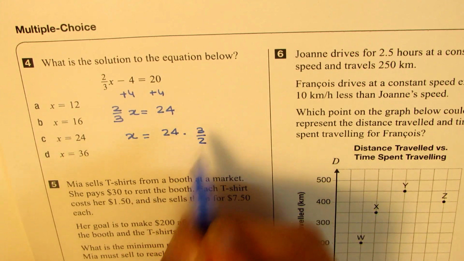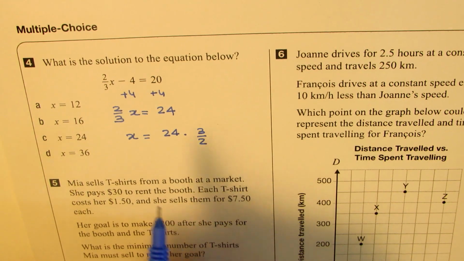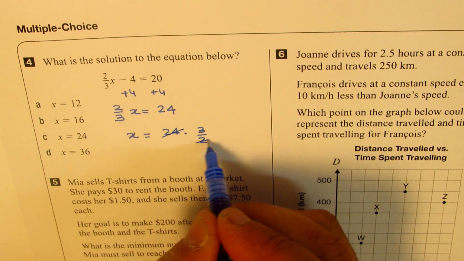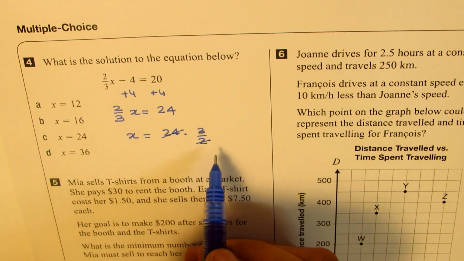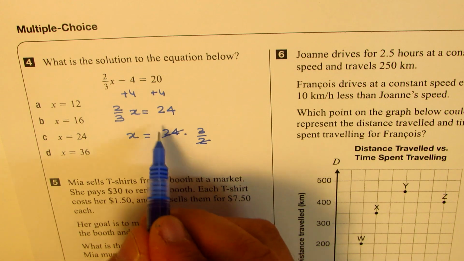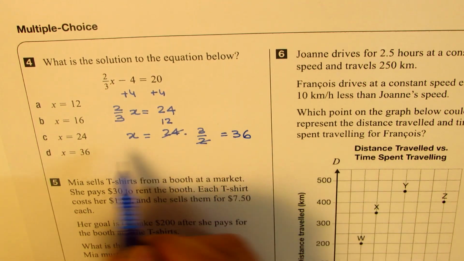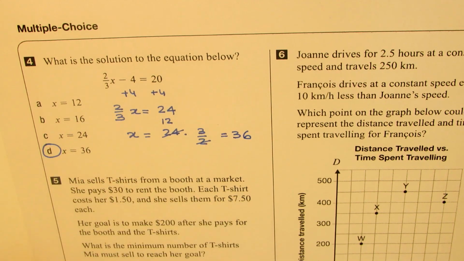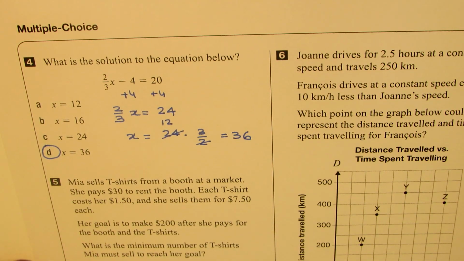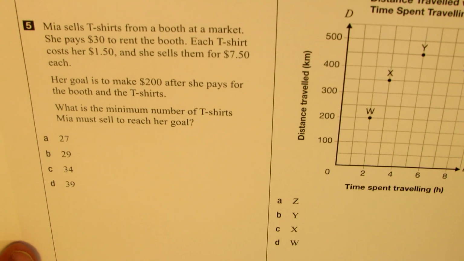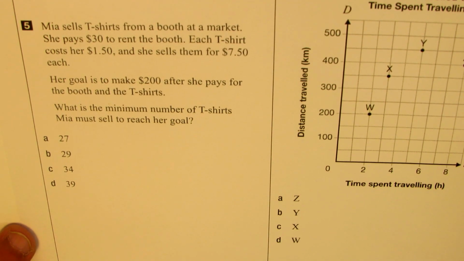We can say cross multiply. Now let's simplify this also. Calculator is allowed, so you could do it with a calculator also, right? So half of 24 is 12, and 12 times 3 is 36. So we get option D as the right option. Perfect.